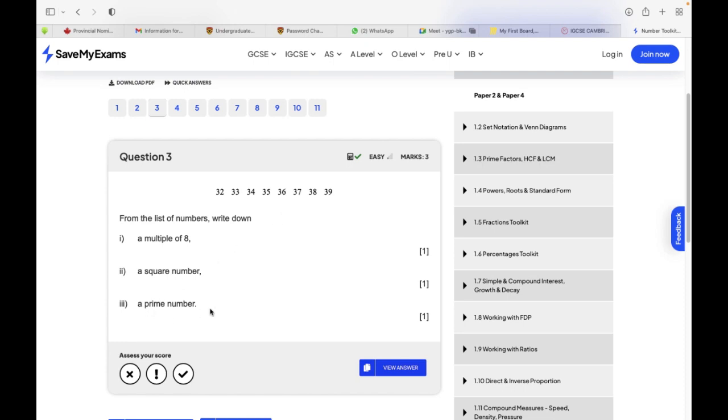Then the next one is prime numbers. Before we do prime, we figure out which of these is a prime number. Obviously 32 is not a prime number. I'm going to show you prime numbers. 33 is not a prime number. 34 is not a prime number. 35 is not a prime number. 36 is not a prime number. 38 is not a prime number. 39 is not a prime number. But 37 is a prime number.